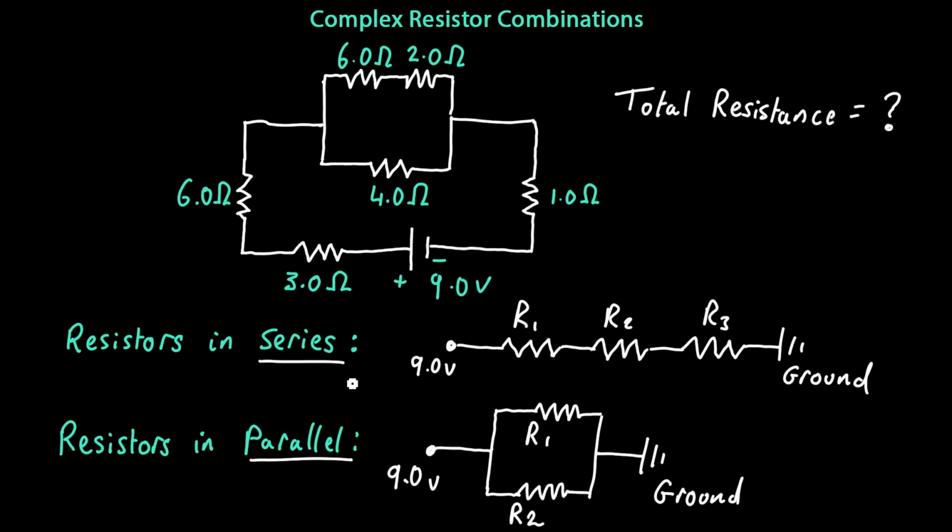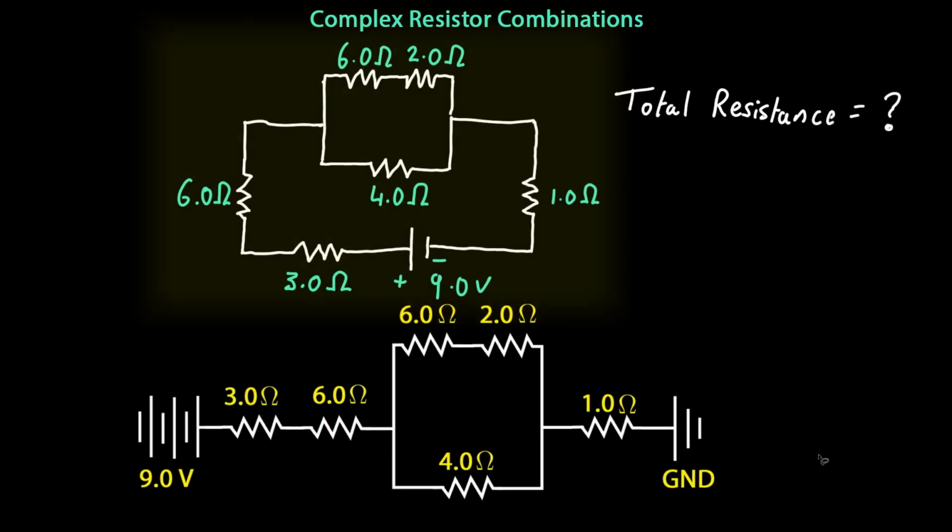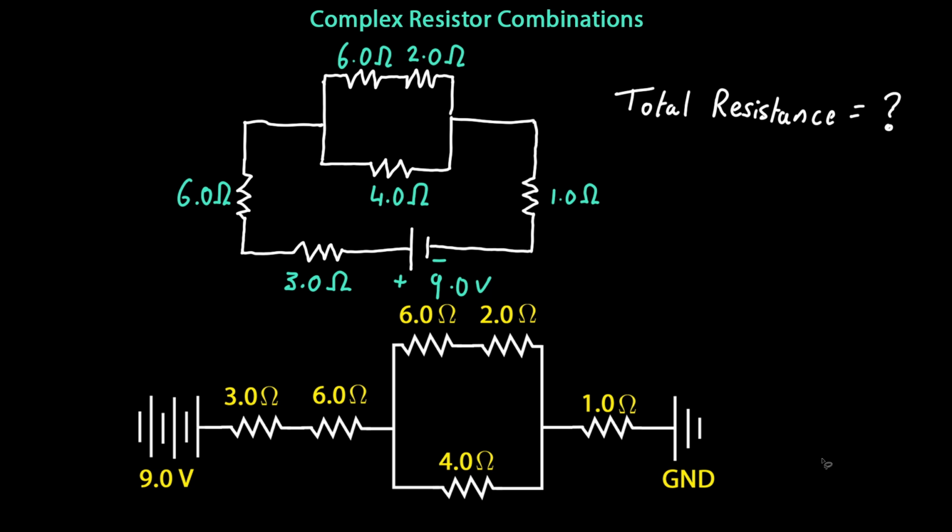So let's start off by redrawing this circuit so it now stretches along a line, where the positive terminal is now on the left-hand side, and we've marked that with a positive 9 volts, and the negative terminal, or sometimes called the ground, is on the right-hand side. The only reason we're representing the circuit like this is to make it easier to see how this circuit is structured and what resistors are connected in series and which resistors are connected in parallel.